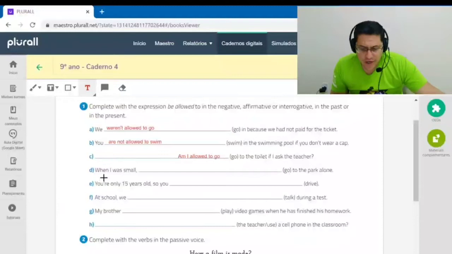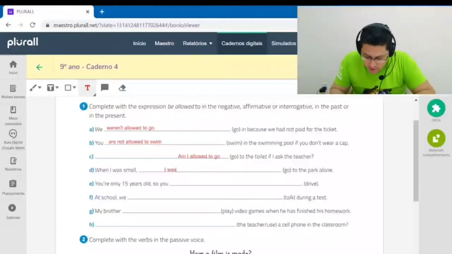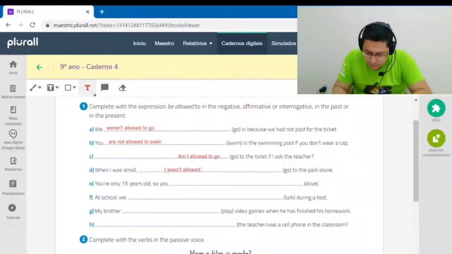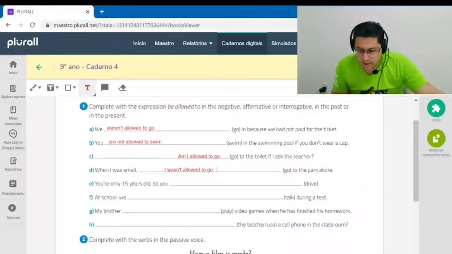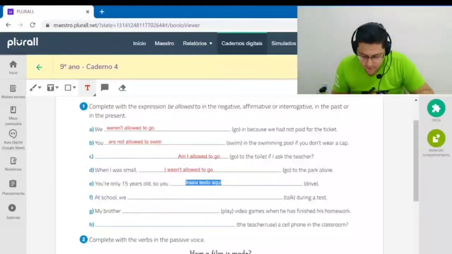Tá? When I was small, não sei o que lá, go to the park alone. When I was é passado, tá? Era pequeno. Ir ao parque sozinho, será que era autorizado ou não? Certeza que não, né? I wasn't or was not, né, allowed to go to the park alone. You're only 15 years old, so you are not allowed to drive. Are not allowed or aren't allowed to drive.